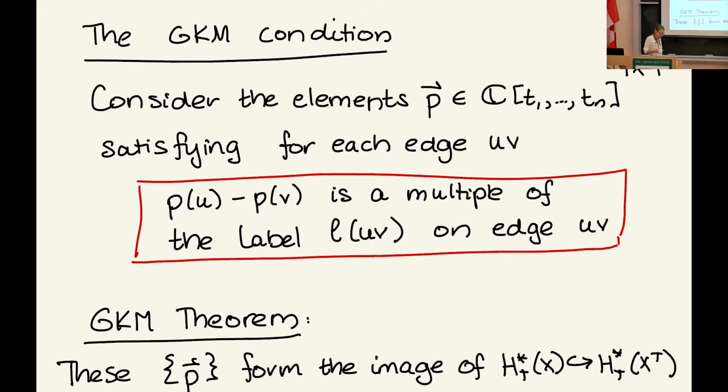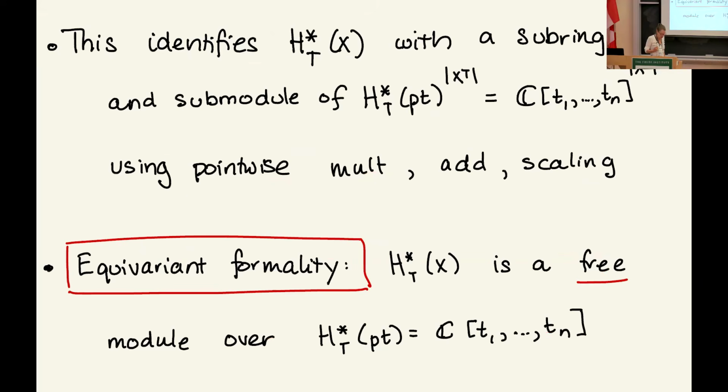Okay, so first off, what we're doing here is we're identifying the equivariant cohomology with a particular subring and submodule of these tuples of polynomials, using pointwise multiplication, addition, scaling, everything is pointwise.